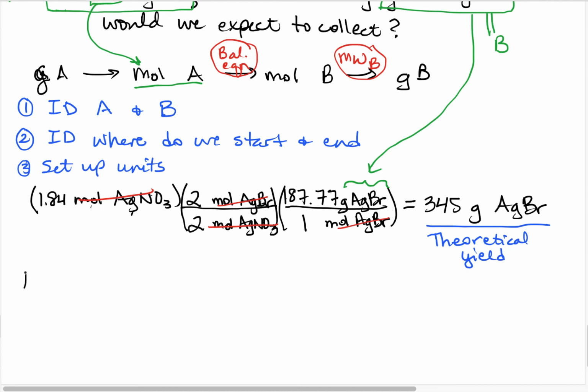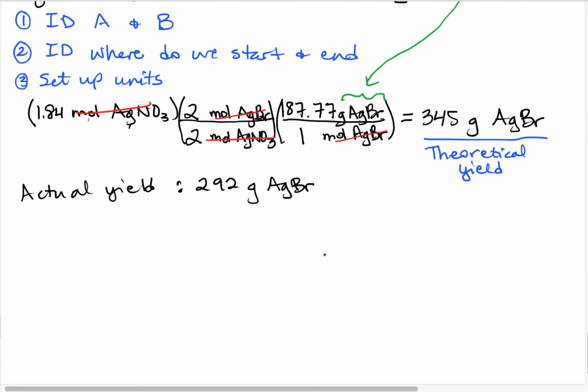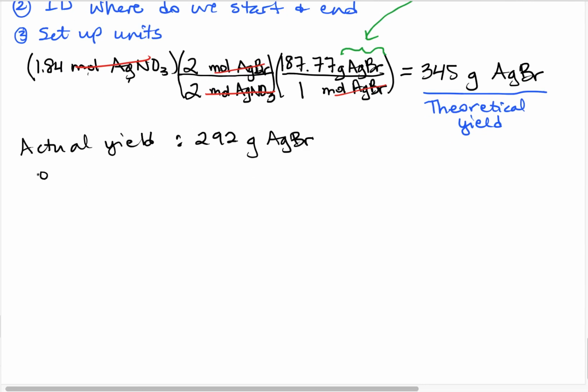Now, what if our actual yield was really 292 grams of silver bromide? Go ahead and calculate the percent yield. If you need to, scroll back and look at what the previous calculation was.